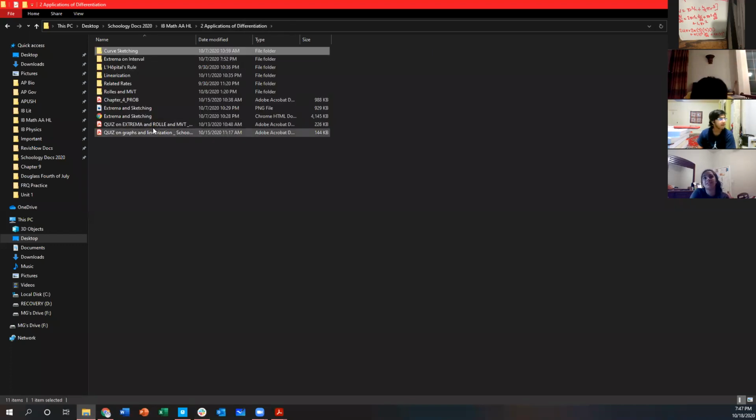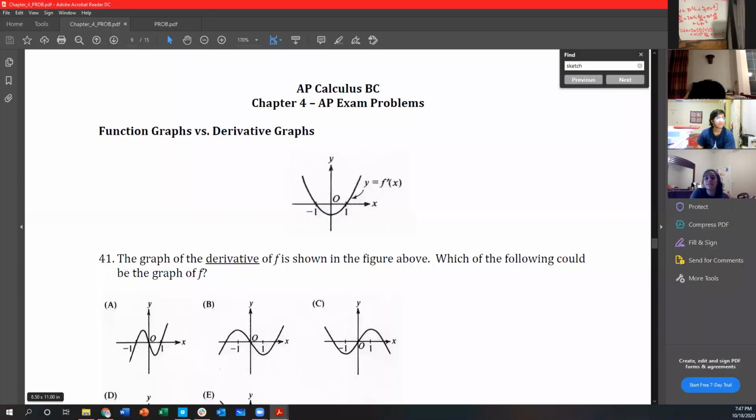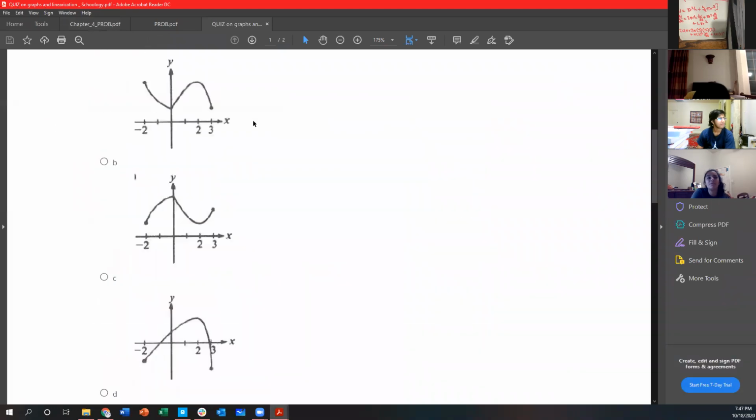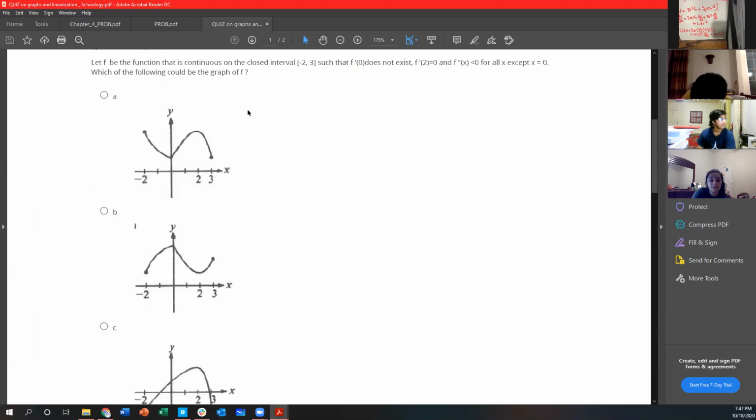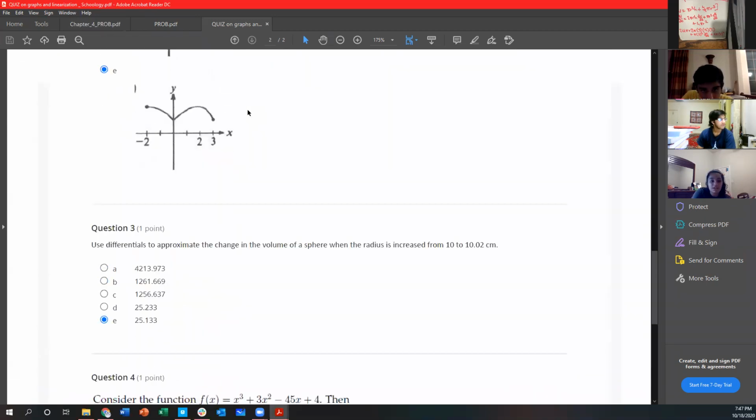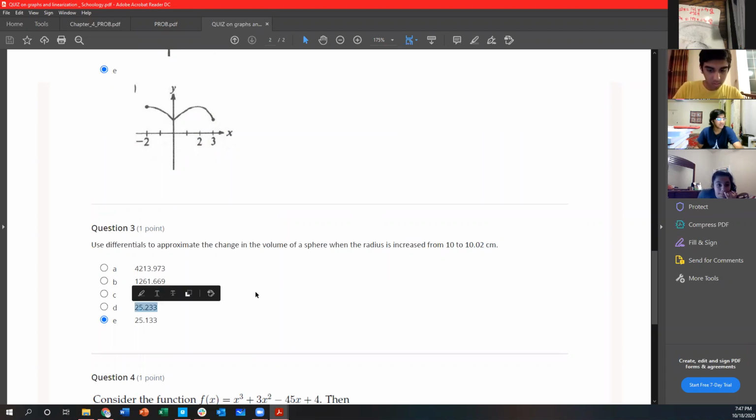I think I made a dumb mistake on this one. Is it the graphs and linearization one? Yes. My question was about the one where the radius goes from 10 to 10.something. Which one? Question 3, I think. Ah, okay. You must have taken 10.02 and probably got this answer instead. If you took 10.02 as the radius, here, I'll show you. I'm not even sure what I did for this one.